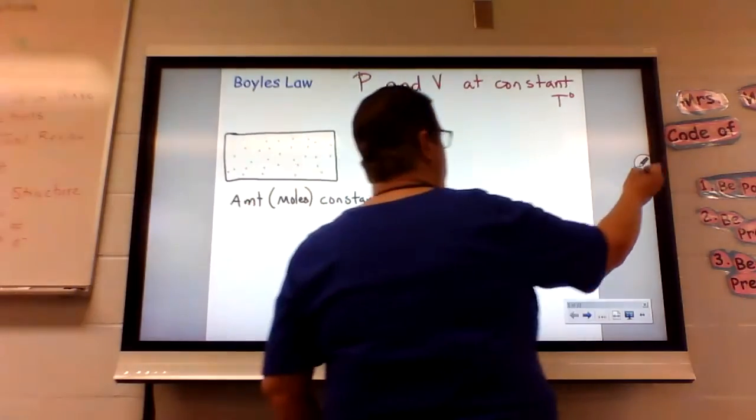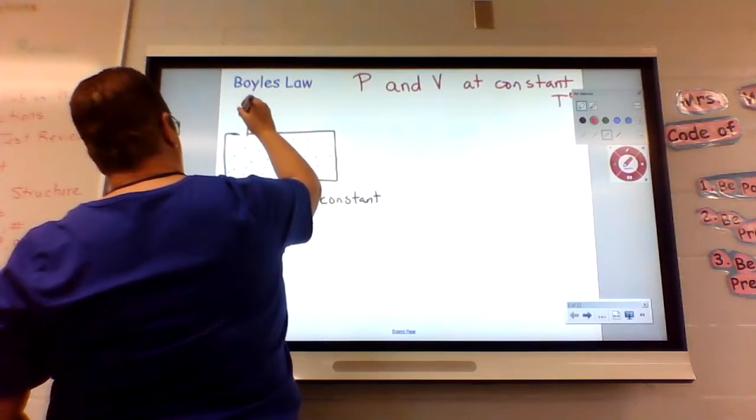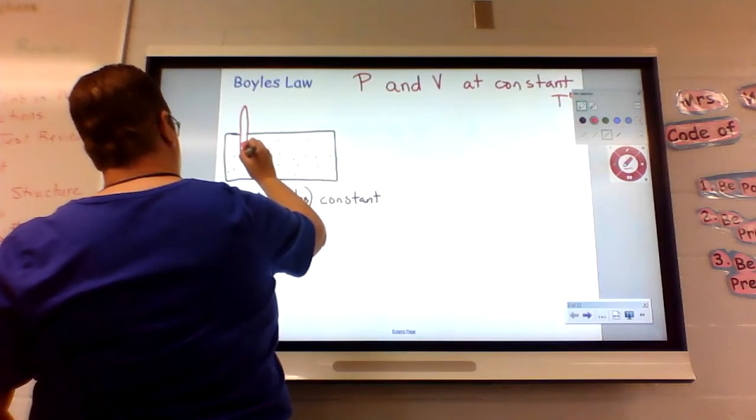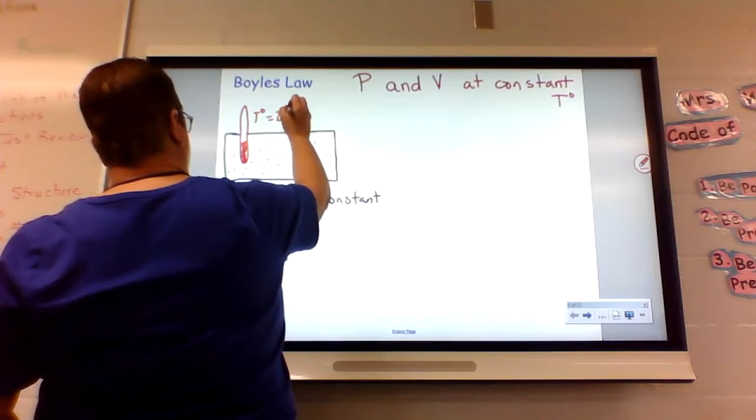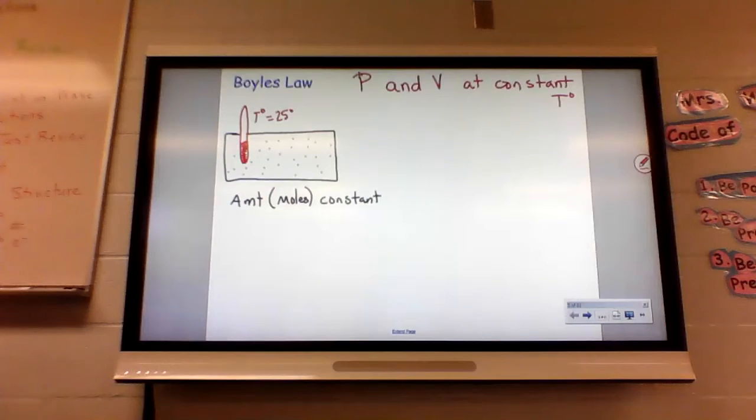Now, we've already said that the temperature is going to stay constant. So we'll just leave it at 25 degrees Celsius. Now, before we can talk about the gas laws today, one of the things other than calculating that you have to know is how the gas laws work. So before we can talk about how pressure and volume affect one another, what creates the pressure inside of the container? How many atoms?